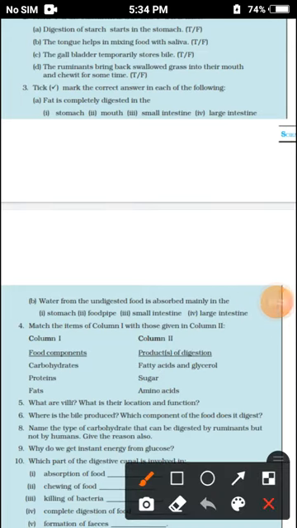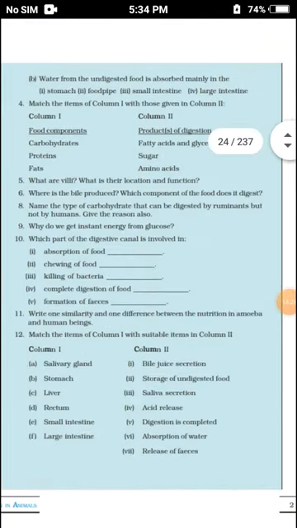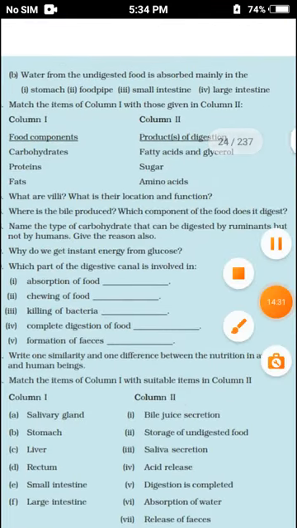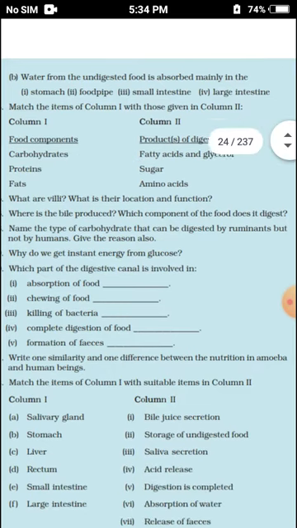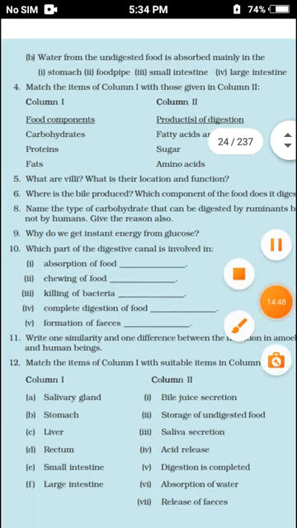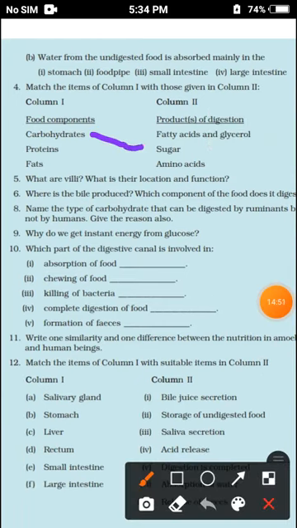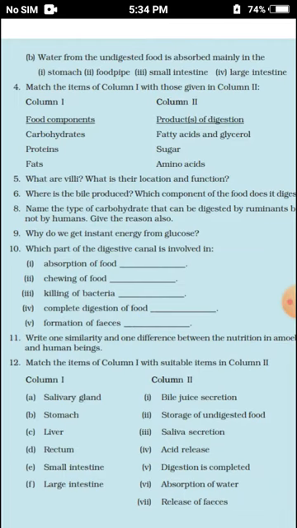So now we have question number four, and that is match column first with column second. For carbohydrates, we know these are sugar. Then we have protein. Protein breaks into amino acids and fats into fatty acids.